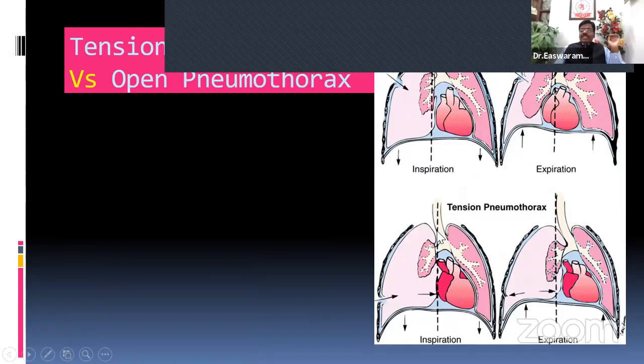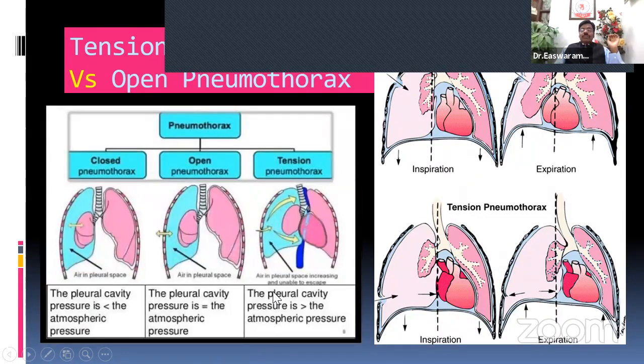Okay, so the difference is this. This is the tension pneumothorax and this is the open pneumothorax. In other words, in a tension pneumothorax, the pleural cavity pressure is more than the atmospheric pressure. In an open pneumothorax, it is equal to atmospheric pressure. Okay.